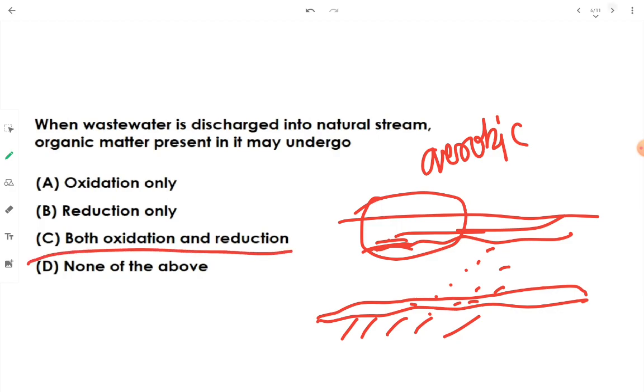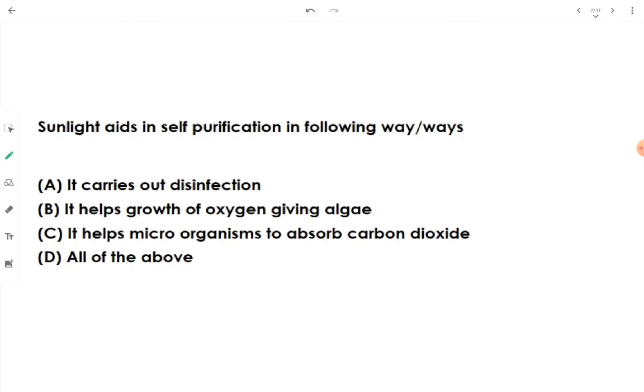Okay, let's go to the next question. Sunlight aids in self-purification in the following way. It carries out disinfection, correct. UV rays, the ultraviolet spectrum of sunlight, take care of disinfection. Then it helps the growth of oxygen-giving algae in water, so sunlight is indirectly helping generate oxygen inside the water. Then it helps some microorganism species absorb carbon dioxide. Some microorganisms can absorb CO2 from the water with the help of sunlight. Therefore option C is also right, and we should go with the all of the above option.